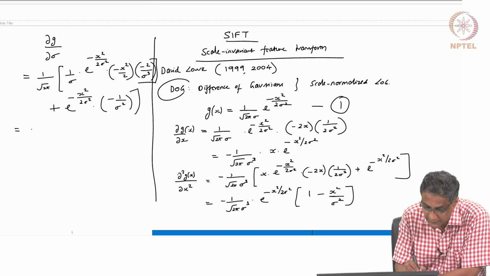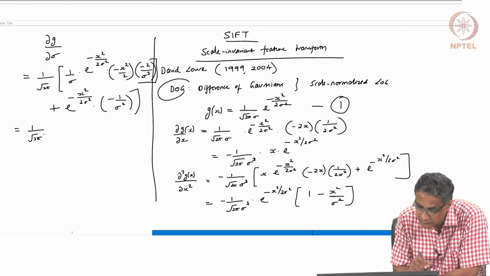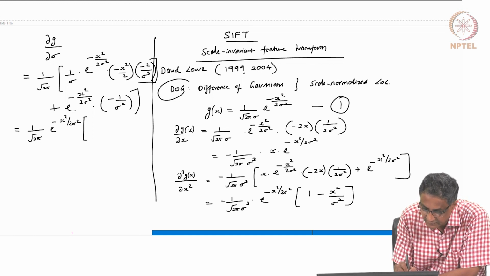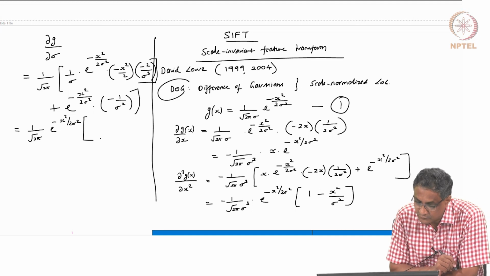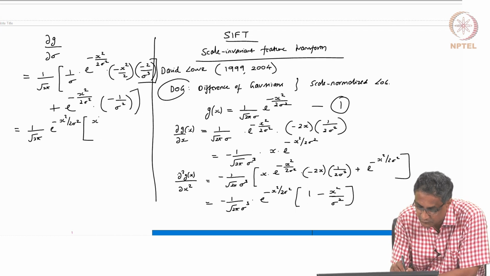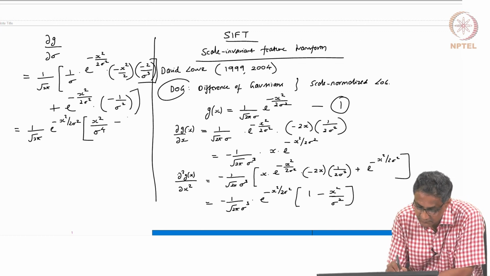and if you do 1 by root 2 pi, let us just simplify this. Let us first pull this out just to clear the mess. Then 2 and 2 will cancel, we get x square by sigma power 4 in fact, and then we get minus 1 by sigma square.